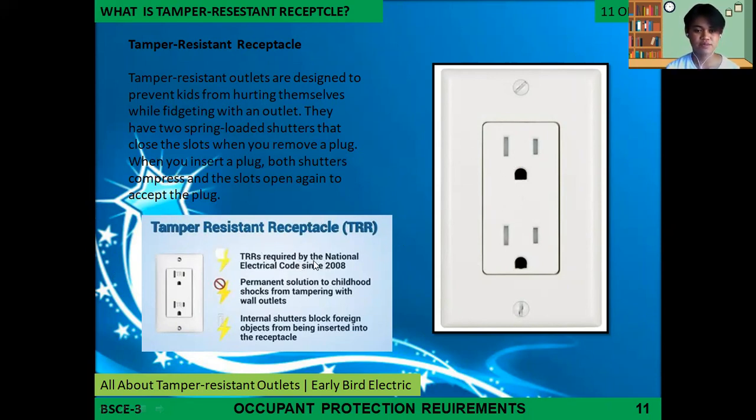TRR has been required by the National Electrical Code or the NEC since 2008. It is a permanent solution to childhood shocks from tampering with wall outlets. Internal shutters block foreign objects from being inserted into the receptacle.